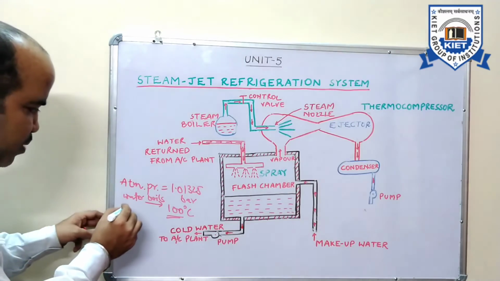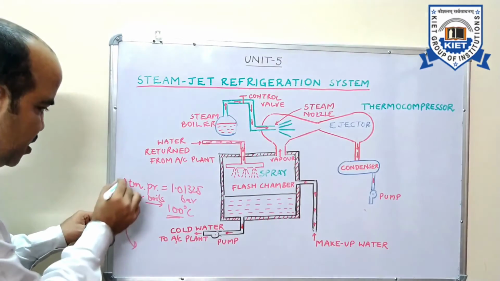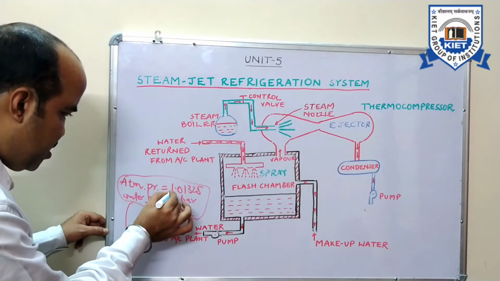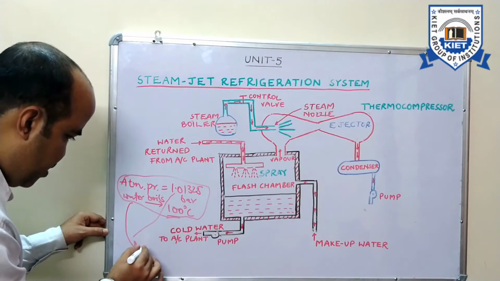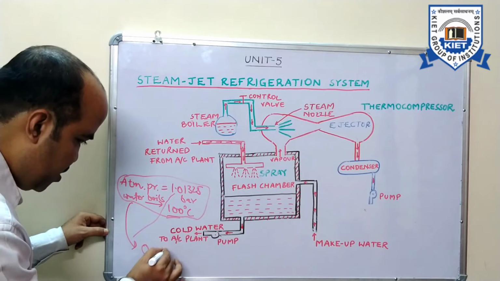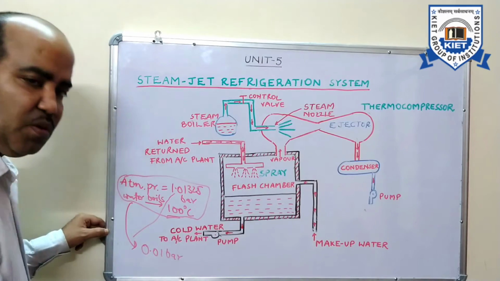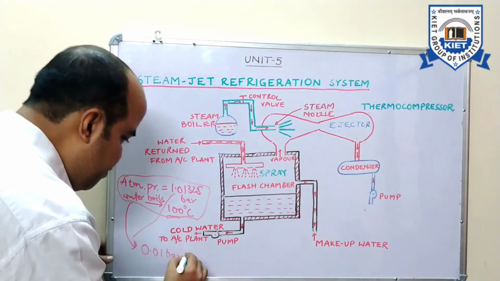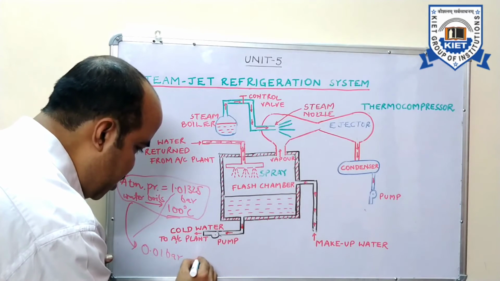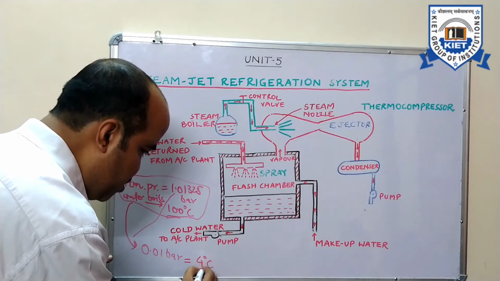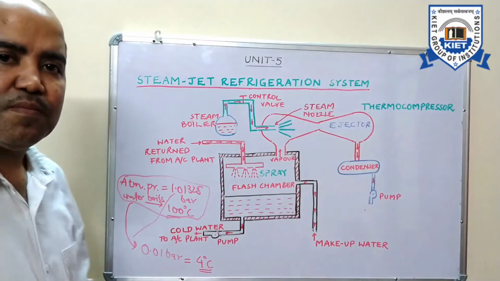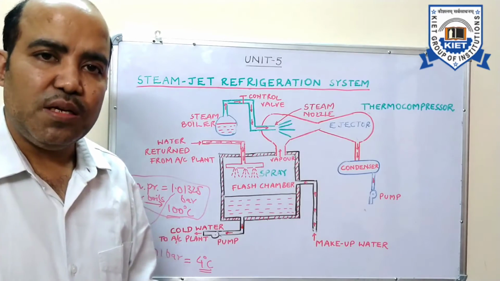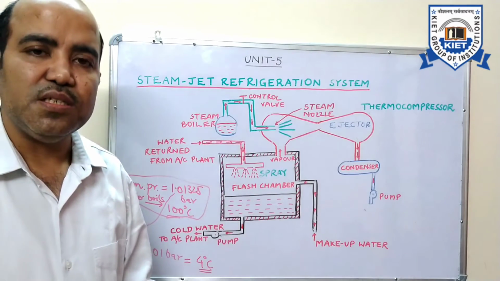If by some means I reduce this pressure to a value equal to 0.01 bar, in some controlled condition, then the water starts boiling at a very low temperature of the order of 4 degrees Celsius. So the same principle is applied over here in the steam jet refrigeration system.